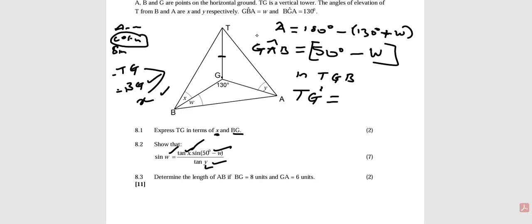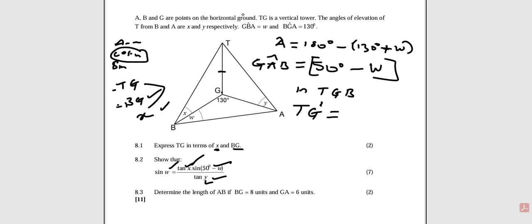So according to the statement, they mention that A, B, G are points on horizontal ground, which means it's a ground, and then TG is vertical. So this is going to be 90 degrees. It's not a conclusion I've made, but the statement we've been given here. So we need to focus on triangle ATG.